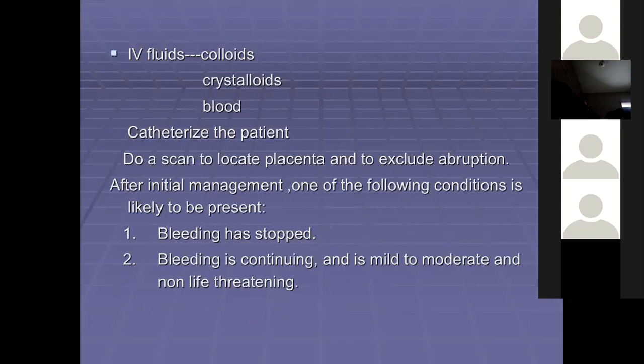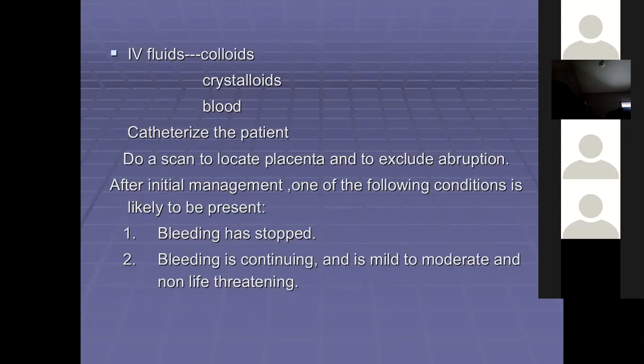You will give the IV fluids. You can give crystalloids, or if the patient is very anemic and too much loss is there, start with blood. Even sometimes there may be a need for ultra blood. You will catheterize the patient, and do a scan to locate the placenta and to exclude abruption.